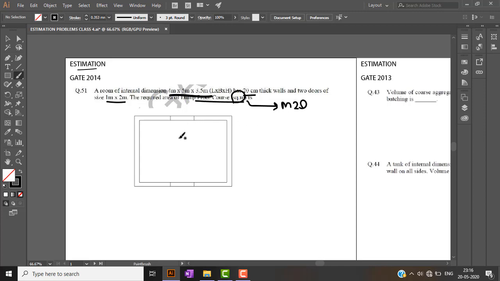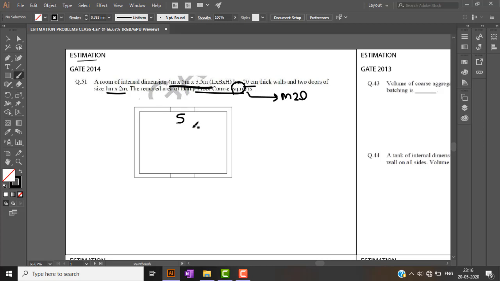So the internal dimensions are 5 into 4 into 3.5 and it has 20 centimeter thick walls. So the external dimension will be 5.4 into 4.4 because of 20 centimeter addition on both sides. And the door we have is 1 meter into 2 meter. 2 meter is the height of the door, so the area is 1 meter into 0.2 meter. 0.2 meter because it's the wall thickness.